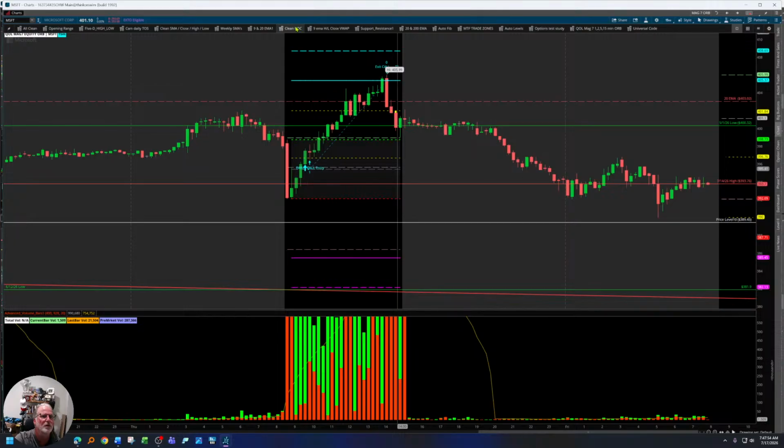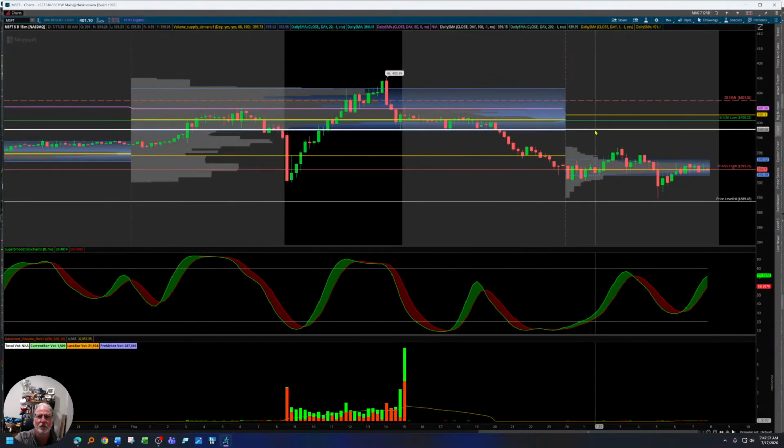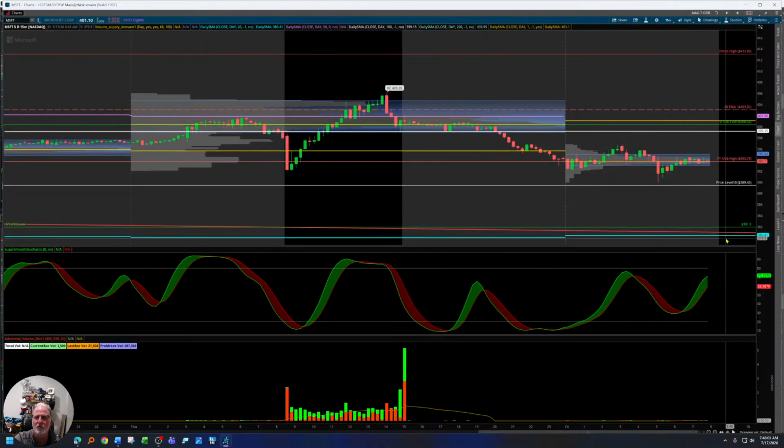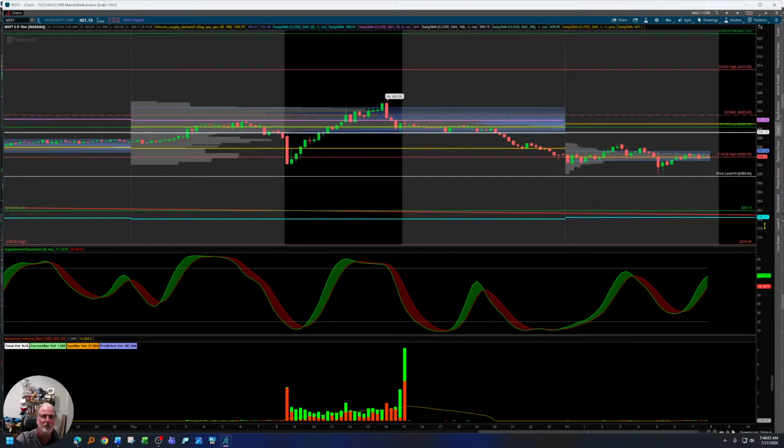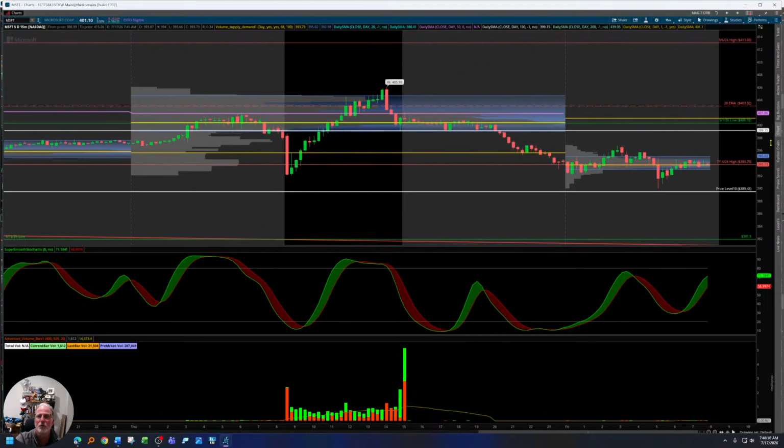Let's take a look and see where our moving averages are. So we are below the 100 at 399.15. That's a level to watch. We are above the 20 though on Microsoft, which is interesting. Microsoft's been getting battered over the last several months, and we did regain the 20-day moving average. So that's positive for Microsoft right now.